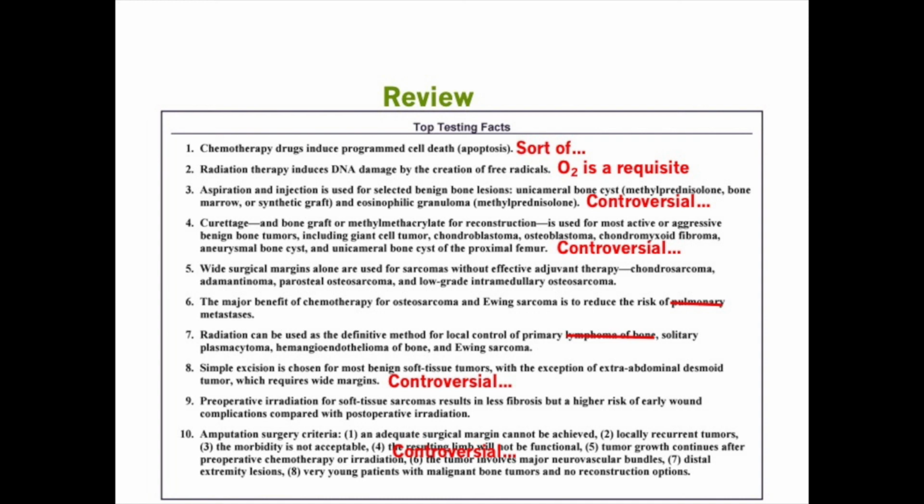Simple excision is chosen for most benign soft tissue tumors, with the exception of extra-abdominal desmoid tumor, which requires wide surgical margins. Again, this is controversial. There are many other adjuvant and neoadjuvant treatments for that, to where many centers don't even operate on extra-abdominal desmoid tumors anymore. So the management of that has become much more controversial.